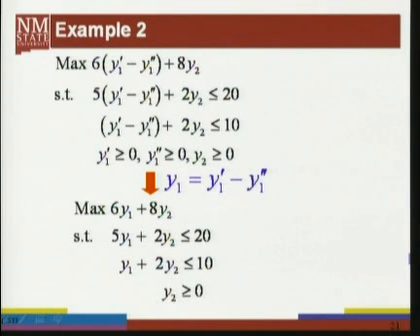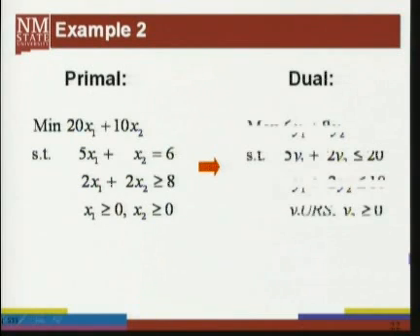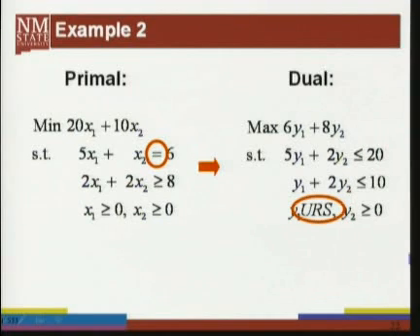Now let's substitute y1 for y1 prime minus y1 double prime. Here we note that we cannot include a constraint on the sign of the y1 variable, because it is the difference of two variables, which is y1 prime minus y1 double prime. This is the same as the dual in the symmetric primal dual pair, except for the missing non-negativity restriction for the y1 variable. So the dual problem looks like this. Now we can notice that an equality constraint in the primal problem corresponds to a variable unrestricted in sign in the dual problem.